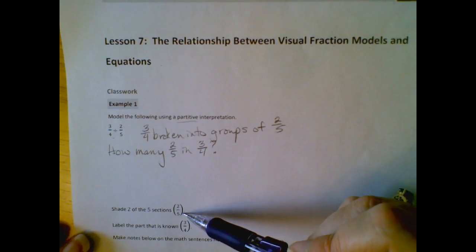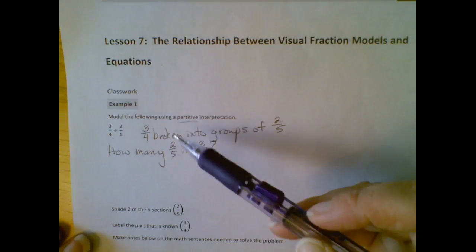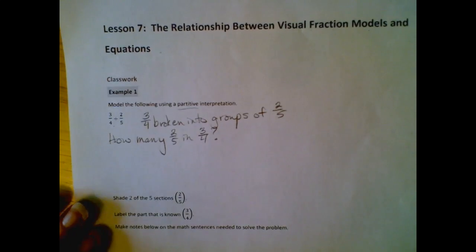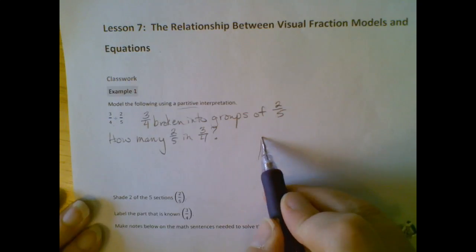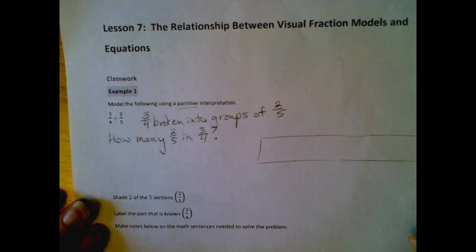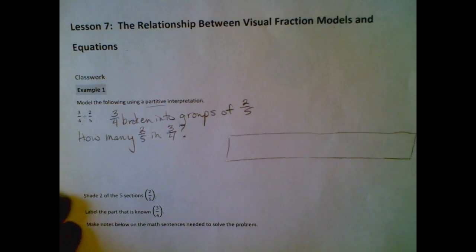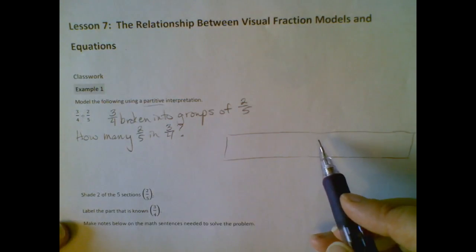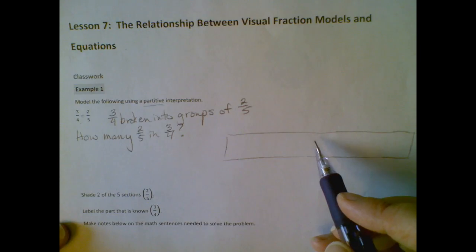And they're saying, let's make a tape diagram. They're giving us some of the steps to make this diagram. So, tape diagram. We're pretty darn good at this. We're even using them as our fractions. So here's our tape diagram. It is 3/4 broken into groups of 2/5.